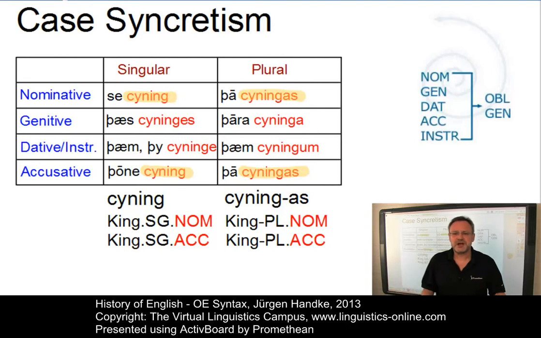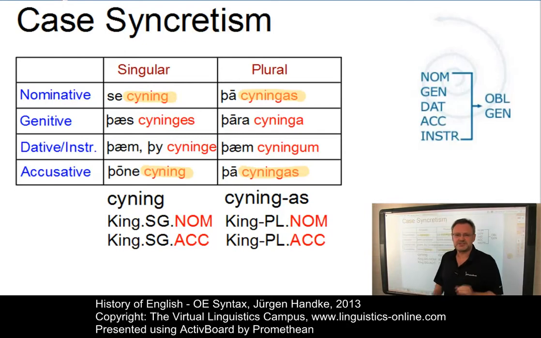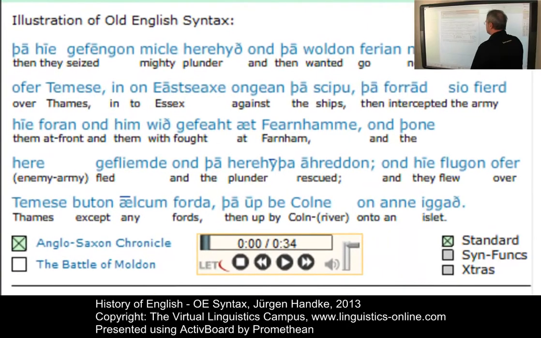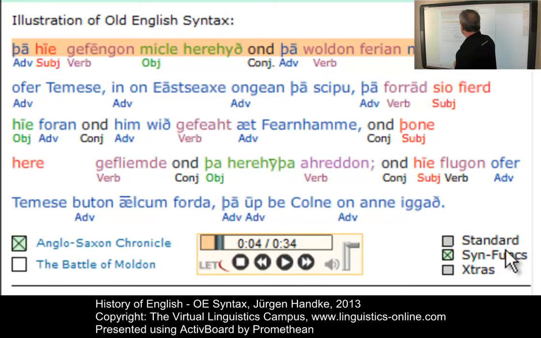If you want to look at more examples, and if you want to analyze further syntactic patterns of Old English syntax, consult the Old English entry in the language index and look at the details. Here it is. Now, in the language index you have several texts which are transliterated, to which you can listen. Þa hi gefengon mycle herehuþe. You can look at the syntactic functions in such a text.